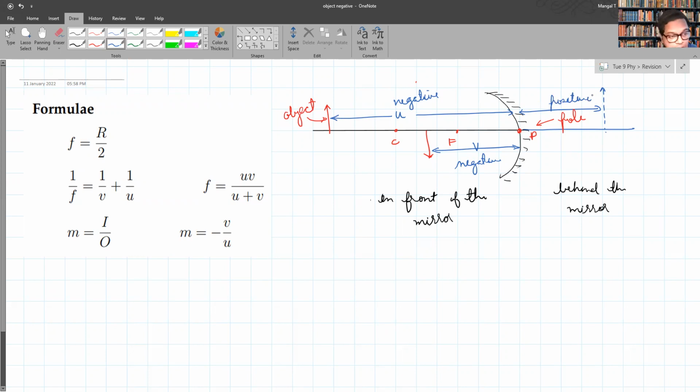The other things to be noted: the size of this object is given by the letter O, and the size of the image is given by the letter I. F is called the focal length. So these are the terms related to this.